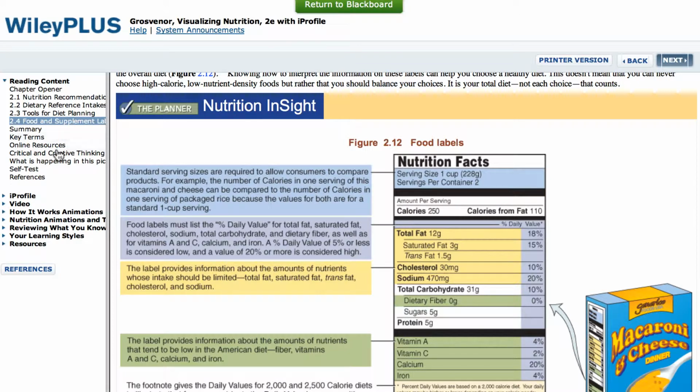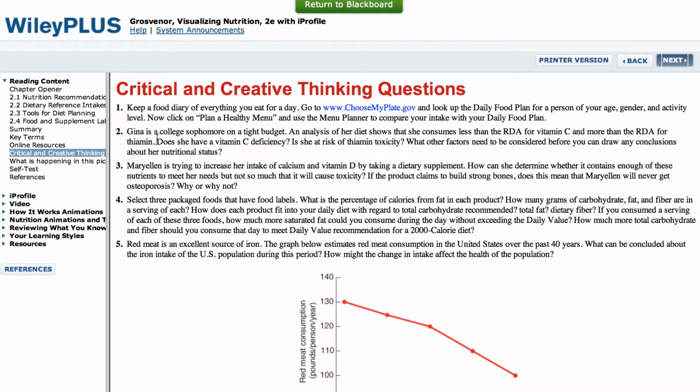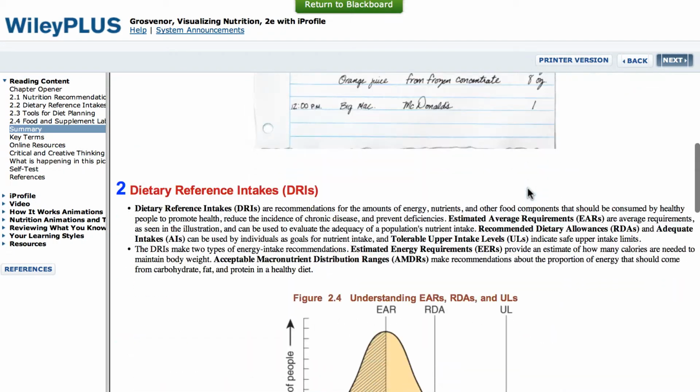And the last thing I wanted to do was go over this critical and creative thinking question number 2. So it's asking about a college student, and her iProfile analysis showed that she's getting less than the RDA for vitamin C and more than the RDA for thiamine. And the questions are, does she have a vitamin C deficiency because of this analysis, or is she at risk for thiamine toxicity? So I'm going to go back to that normal curve. It's here also in your summary.